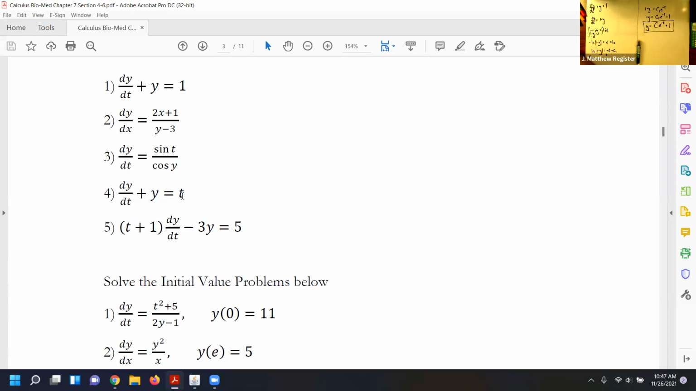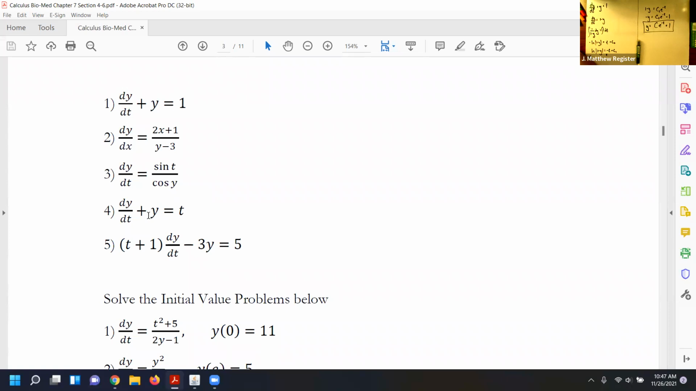4 is much more interesting because 4 we cannot do. And so 4 is not a separable differential equation. If we moved the y over to the right side, there's no way that we could separate the y and the t using multiplication. If you have a t minus y, it's just stuck there. And so we would not be able to use this technique to solve number 4.